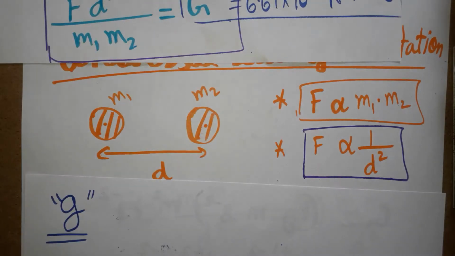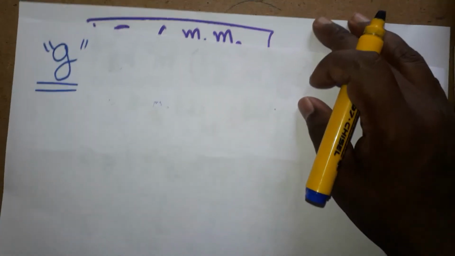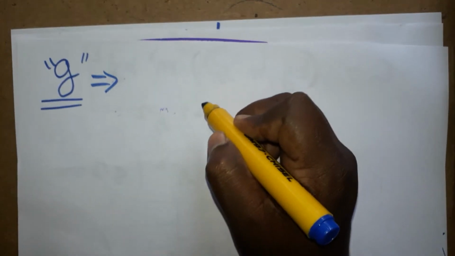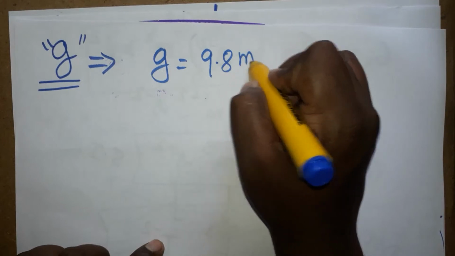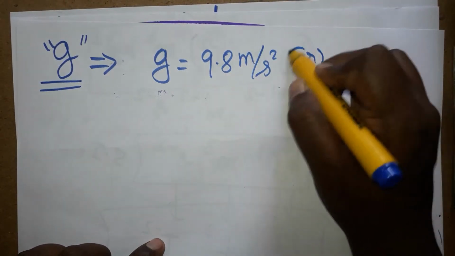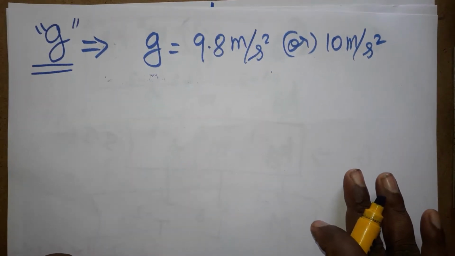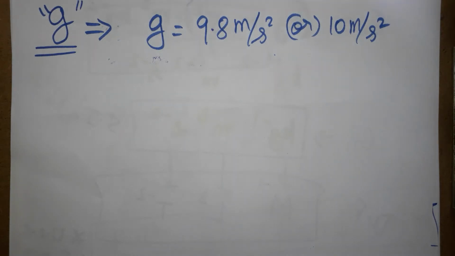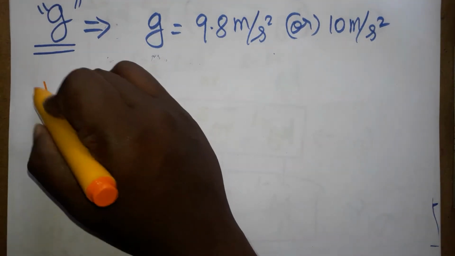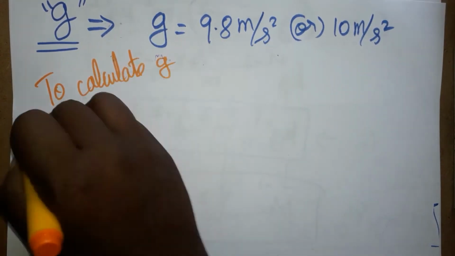The next thing we are going to do is see what small g is and how we can calculate the small g value. Small g is the acceleration due to gravity on the earth surface. Small g value is equal to 9.8 meter per second square, or in some places they take 10 meter per second square. According to the calculation you can take it, 9.8 or 10. First we will learn how to calculate small g.